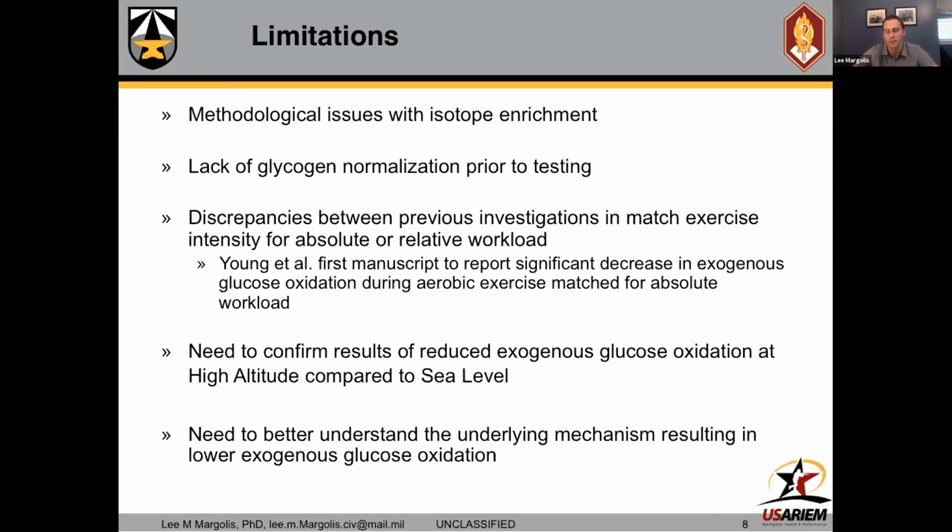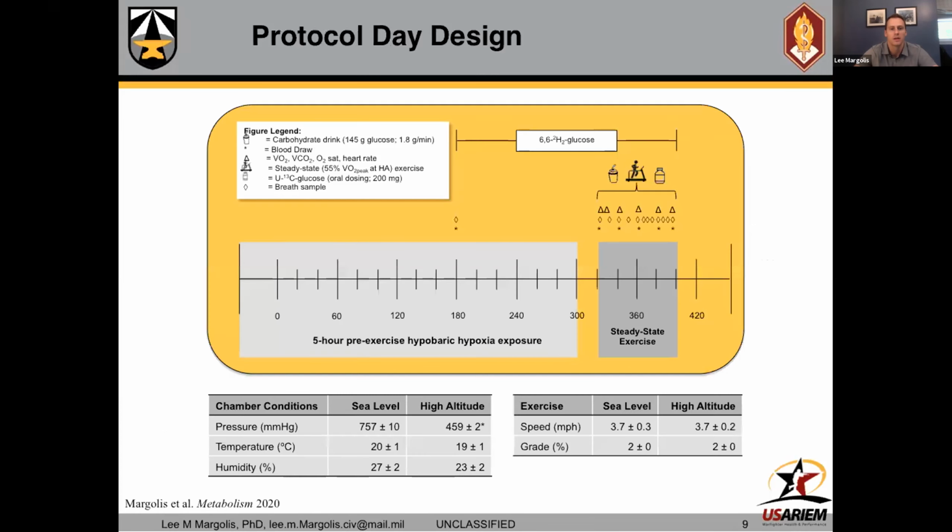Dr. Young's paper, which was the data that I just presented, was really the first to show a significant reduction in exogenous glucose oxidation when matched for an absolute workload. So there's a need to confirm those results. And then we need to better understand what is the underlying mechanism that might potentially be causing this decline in exogenous glucose oxidation.